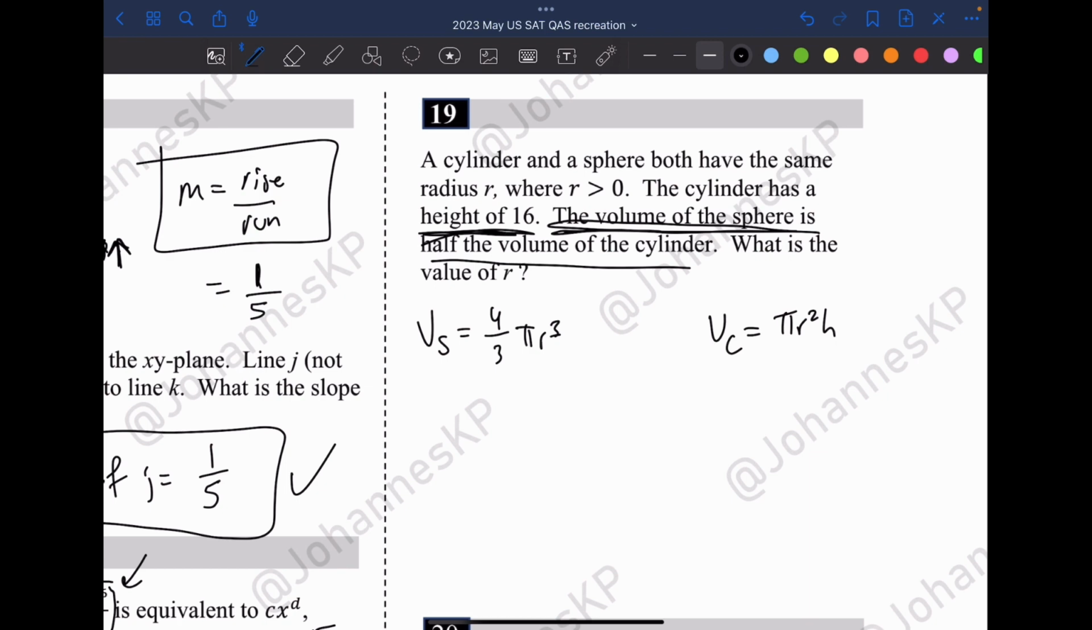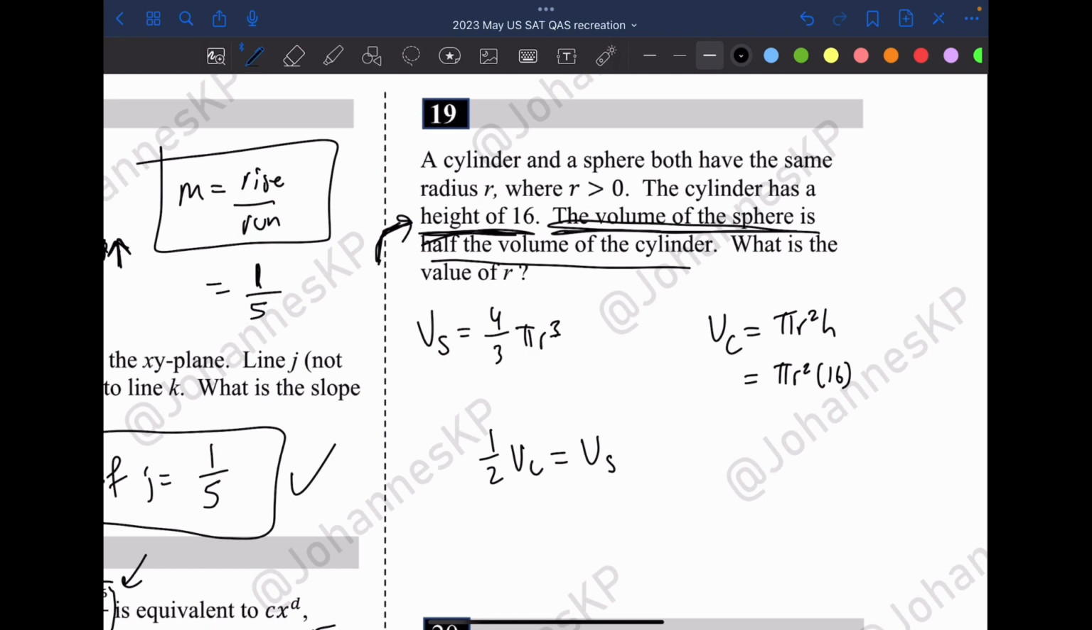Now let's solve a couple things. We know that the height of the cylinder is 16. That's given to us. So this is equal to pi r squared times 16. And then for the volume of the sphere, this is going to be half the volume of the cylinder. So we know that if you multiply the volume of the cylinder by 1 over 2, half it, you're going to get the volume of the sphere.